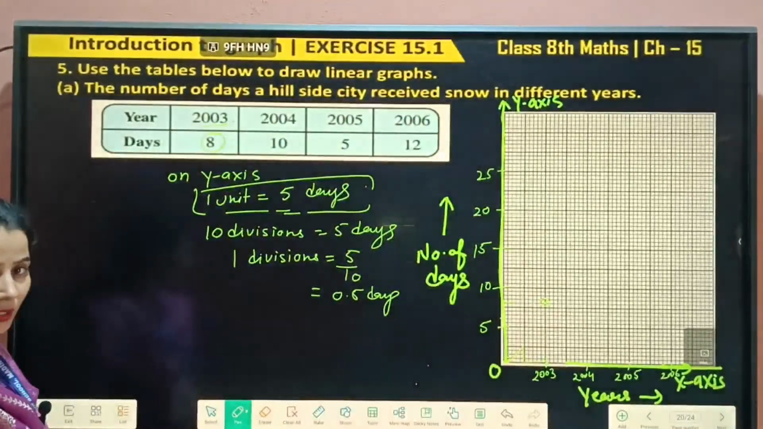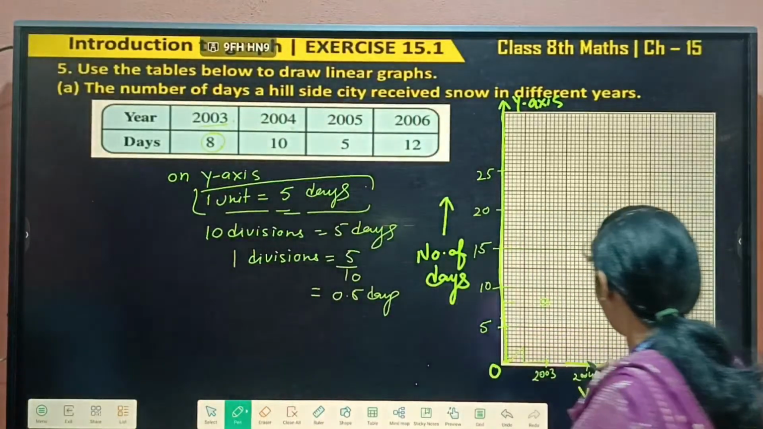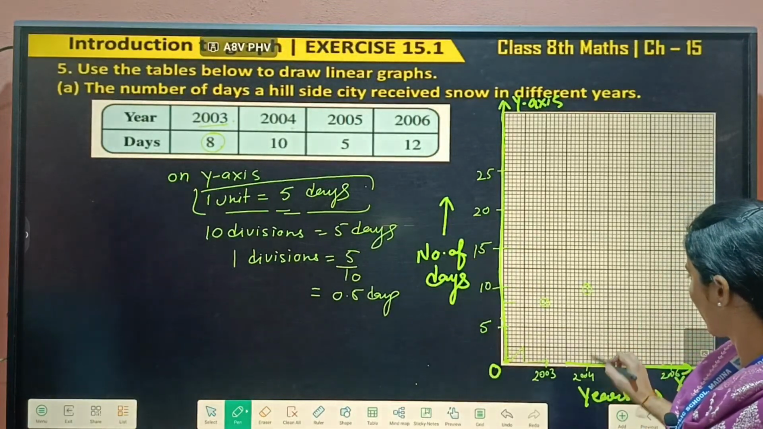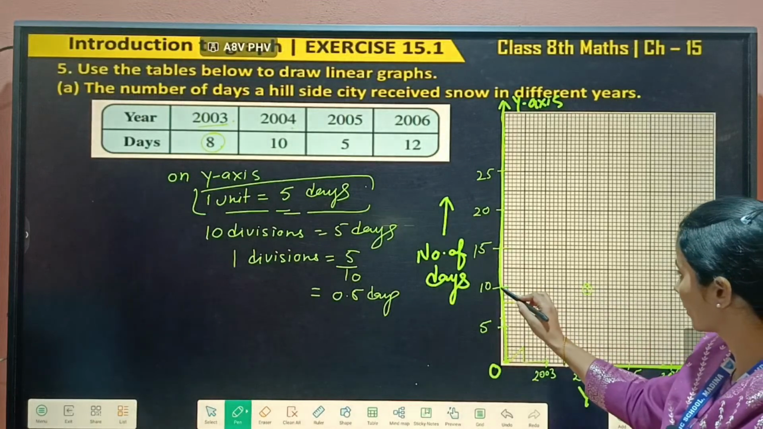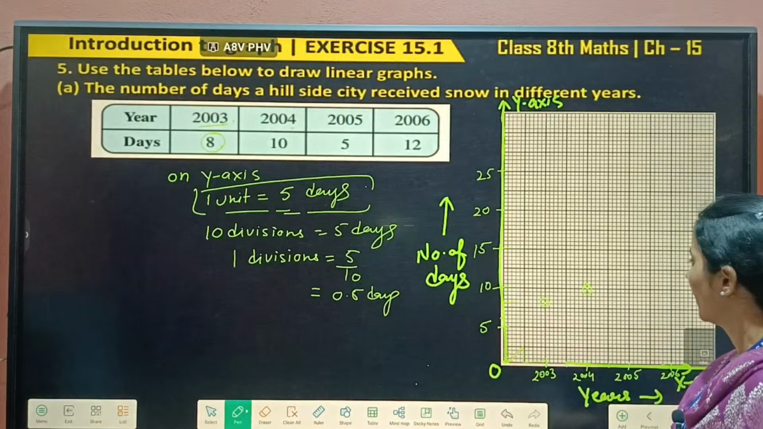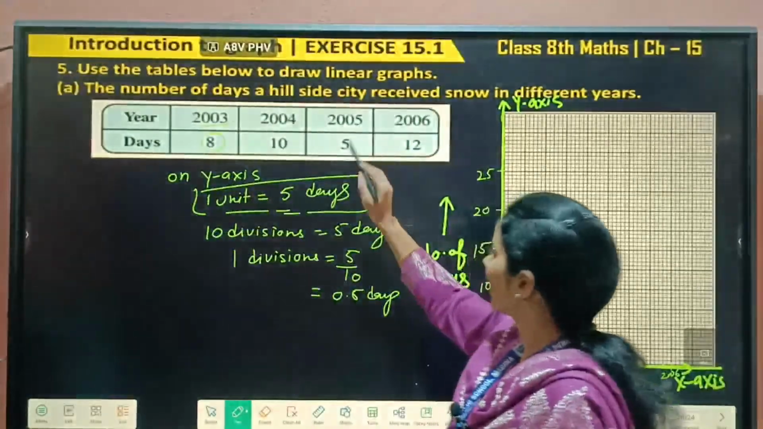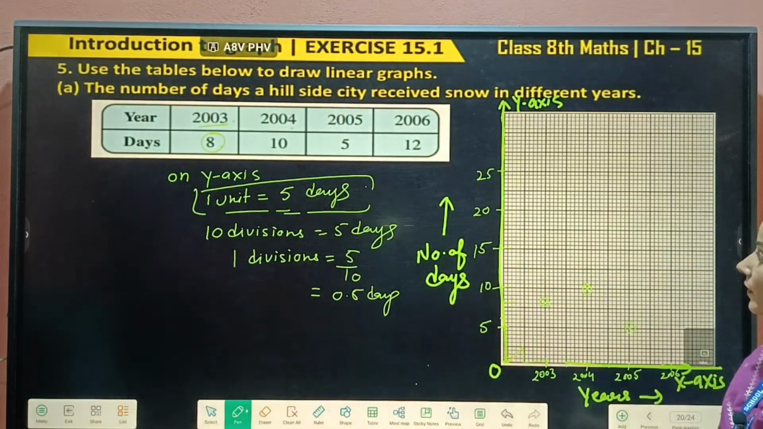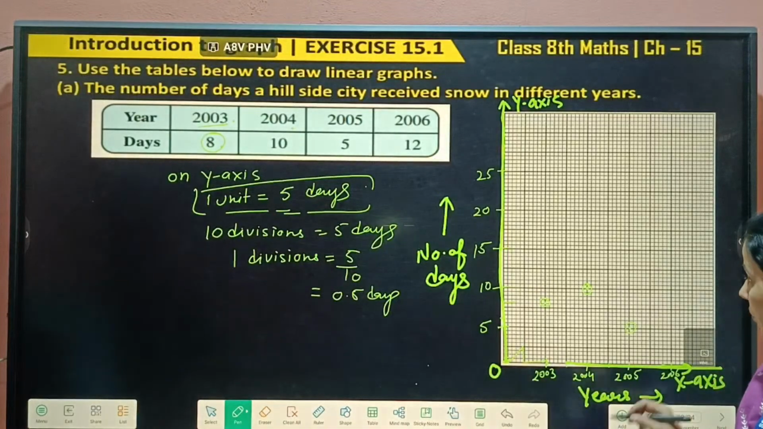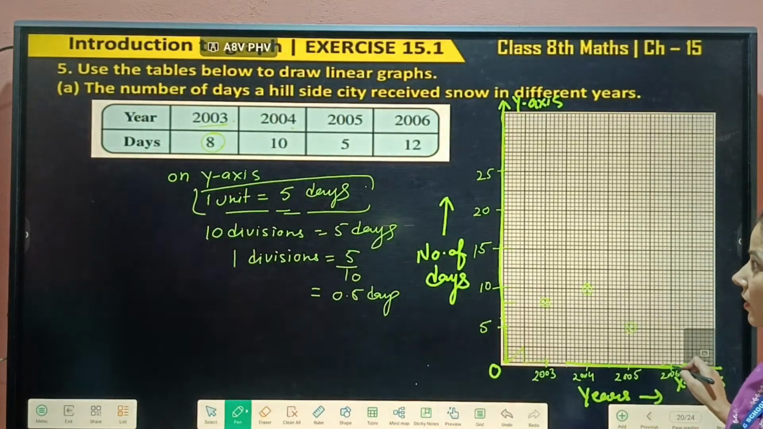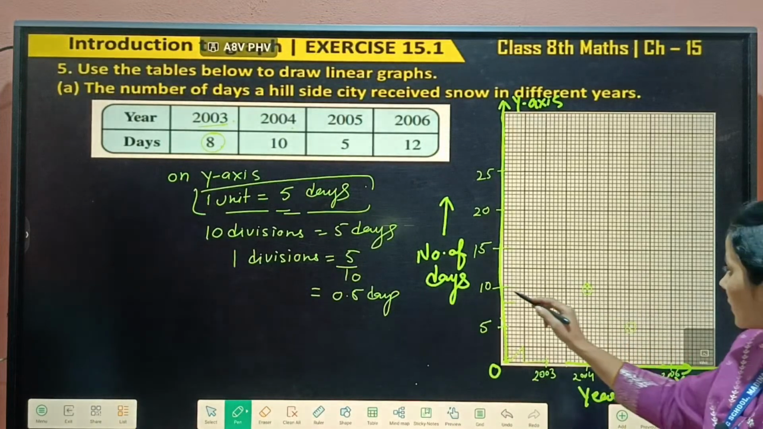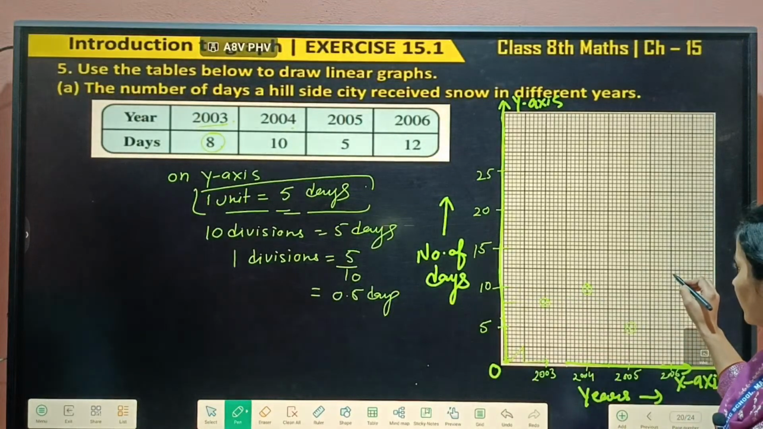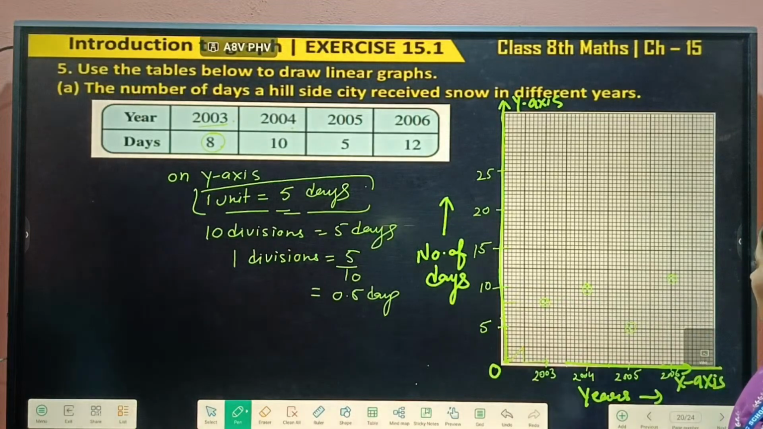Similarly, in 2004, the number of days is 10. This is 2004 and the number of days is 10. So corresponding to 2004 is 10 days, so your point will be at this point. Now in 2005, this is 2005 and the number of days is 5. And in 2006, the number of days is 12. This is 10, then it will be 11, and then it will be 12. So at this point, this is 12.